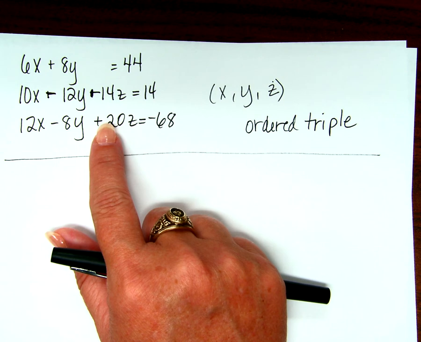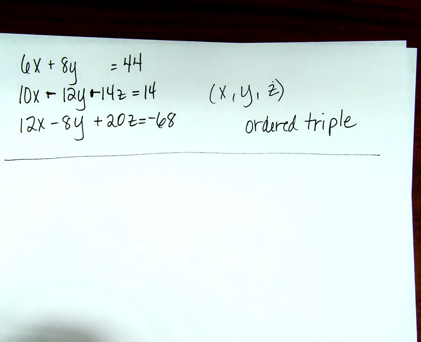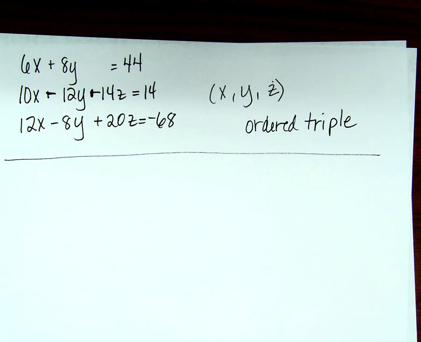Okay? 9 variables. So how many equations did I have? 9. Guess how long it took me to solve it? Almost all semester.